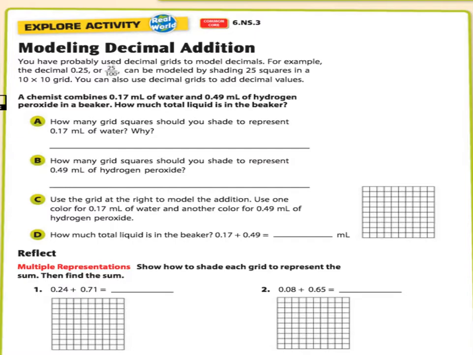So we have a chemist who combines 17 hundredths milliliters of water and 49 hundredths milliliters of hydrogen peroxide in a beaker. How much total liquid is in the beaker? So again, we're going to highlight the question. And then we are going to box important numbers because I know that I want the total. I know 49 hundredths is important and 17 hundredths.